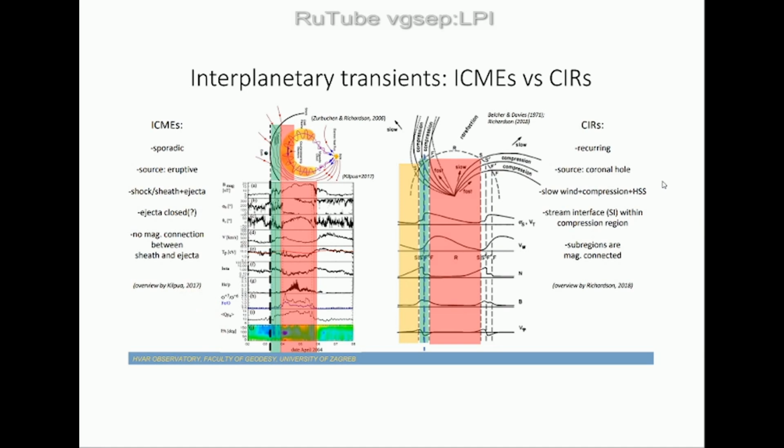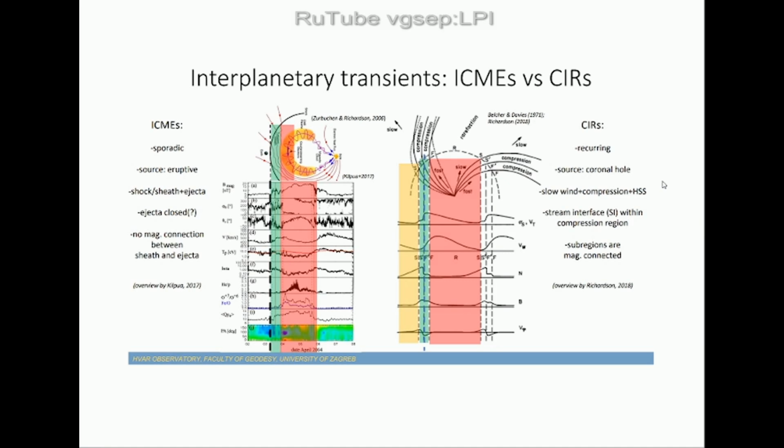And co-rotating interaction regions. Of course, the solar sources of these two interplanetary transients are different, and so are their properties. CMEs are sporadic events. They occur typically one to several per day during the minima, and during the solar maximum you can have even tens of them a day. Co-rotating interaction regions are actually recurring events, because their sources are coronal holes, which rotate with the sun, so they occur every 27 days or so. Whereas CMEs come from eruptive processes on the sun, which are totally stochastic.